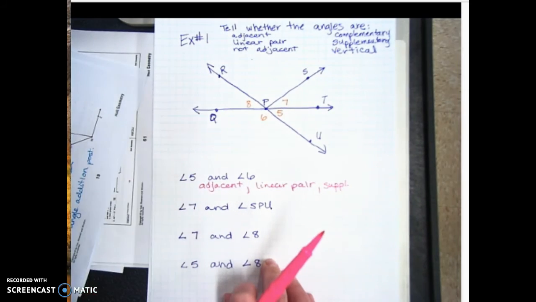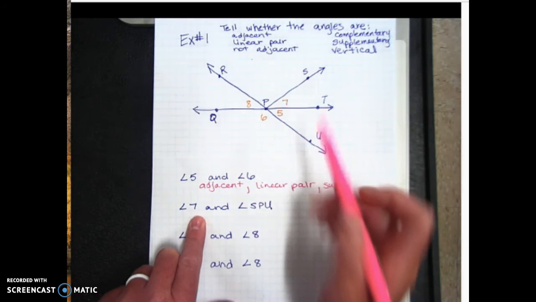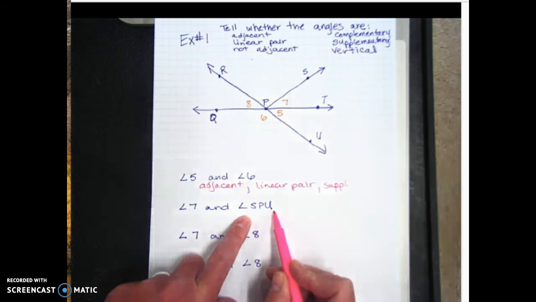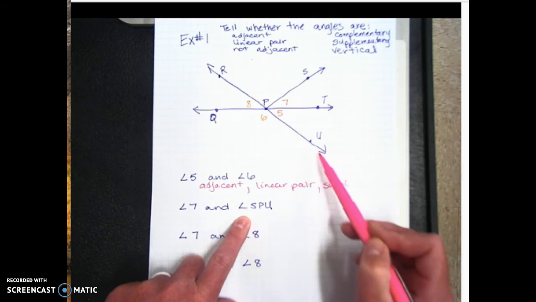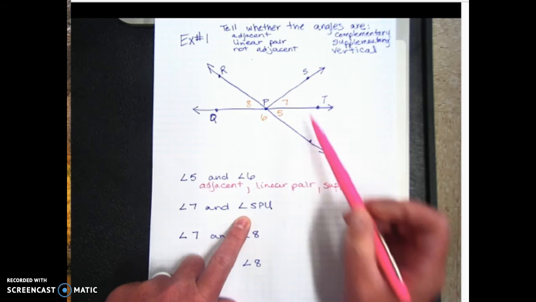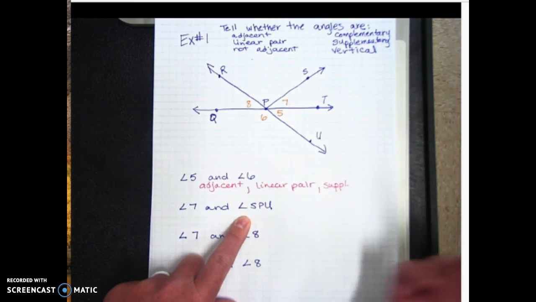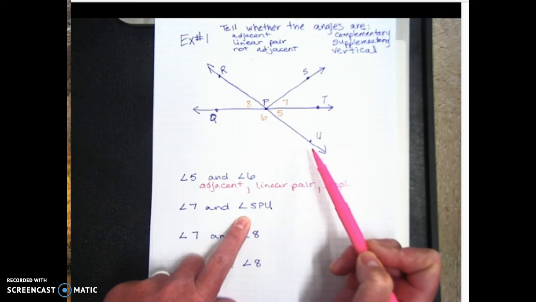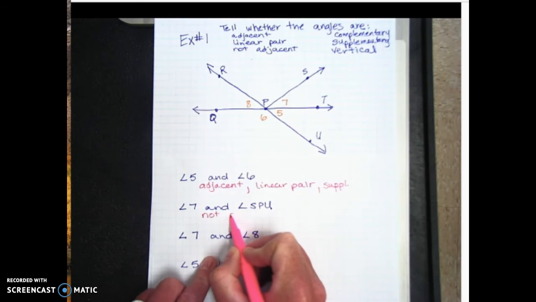Jump down. Let me shrink this just a tad. There we go. The next pair is angle 7, right here, and angle SPU. So here's S, here's P, here's U. We're talking about this angle right here. Are they adjacent? Kind of a trick question. Adjacent means next to each other. Well, angle 7 is sort of inside angle SPU. So they can't be adjacent, which means they are not adjacent.